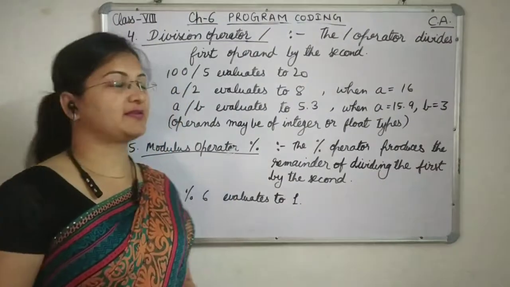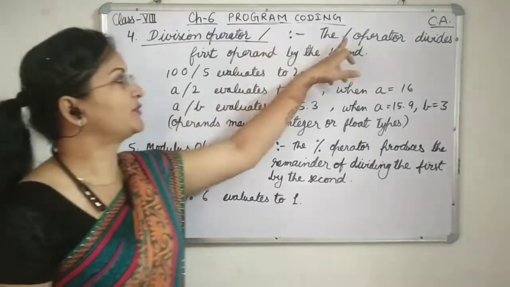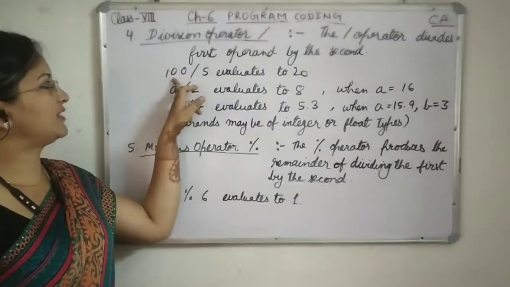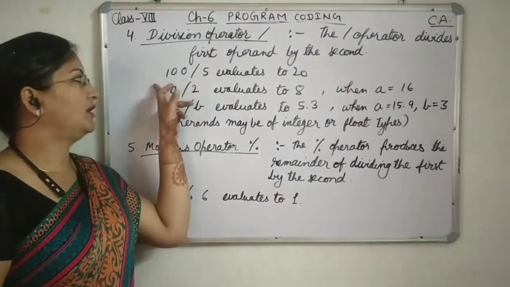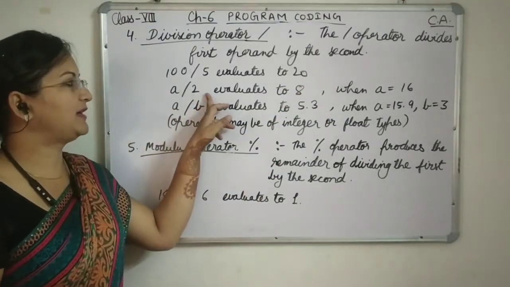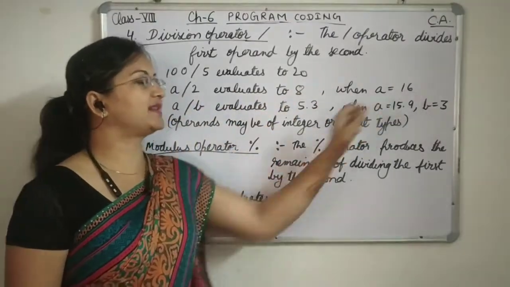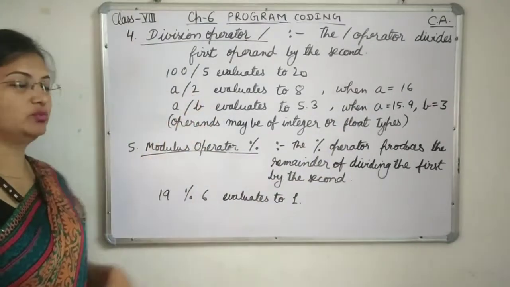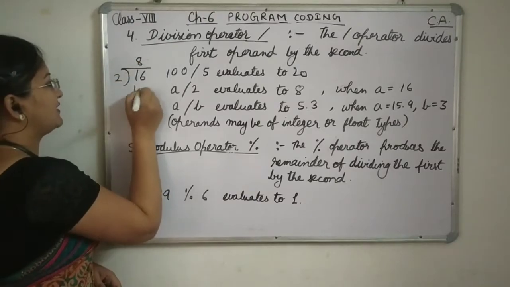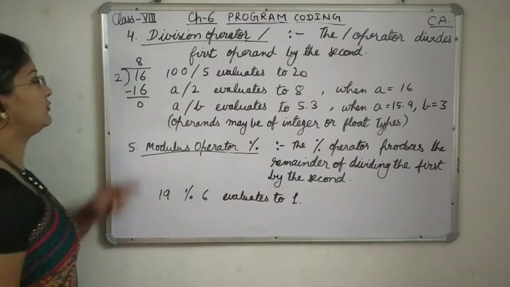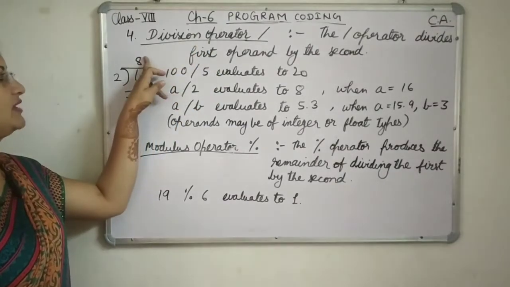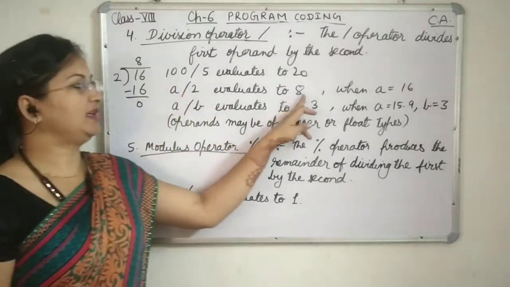Students, division operator. For division, we will use slash. The slash operator divides the first operand by the second operand. So here you can see 100 divided by 5. 100 divided by 5, you know very well, is 20. Then a divided by 2 evaluates to 8 when a is 16. So 16 divided by 2. 2 8s is 16 and the remainder is 0. In the division operator we have to write the quotient. So it will be 8.